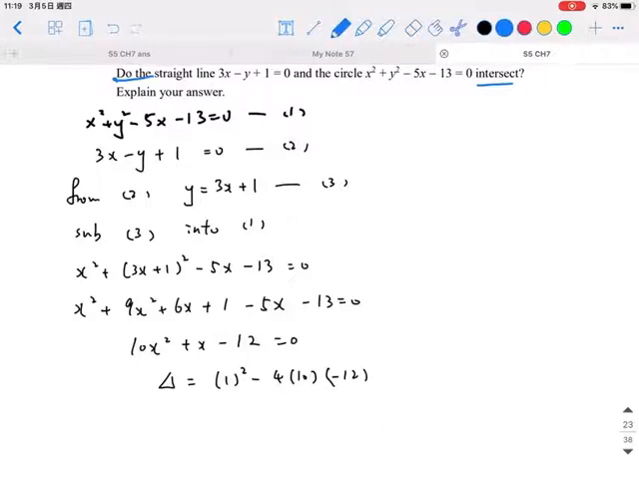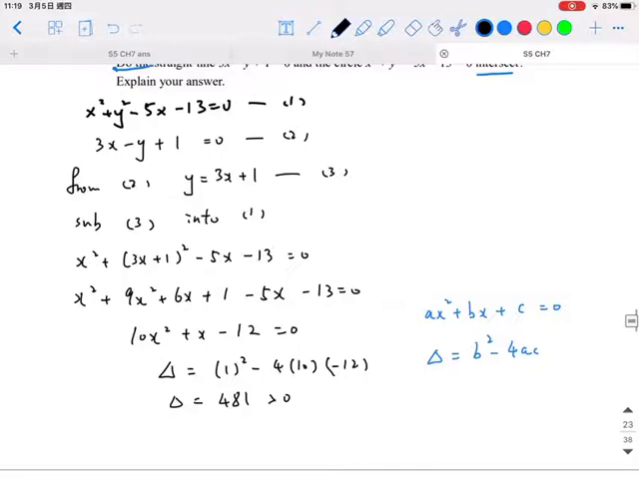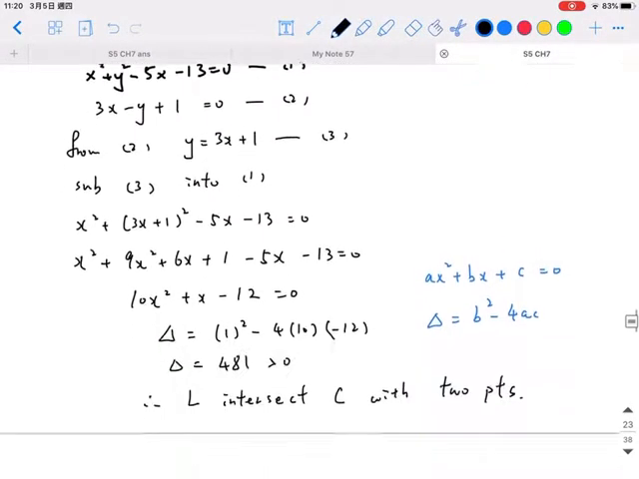Do you still remember the formula of the discriminant, where the quadratic equation is like this? So the value of the discriminant is 481, which is greater than 0. So L intersects C at 2 points. That's the end of question number 1.